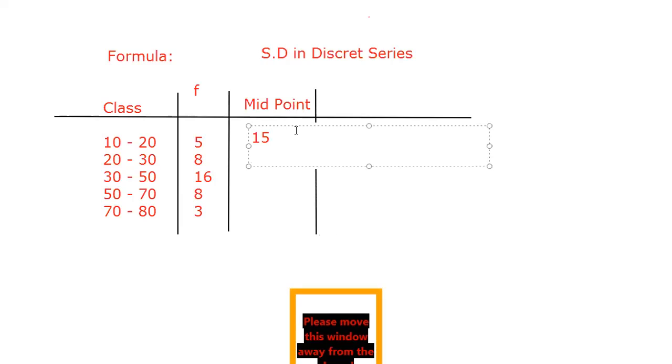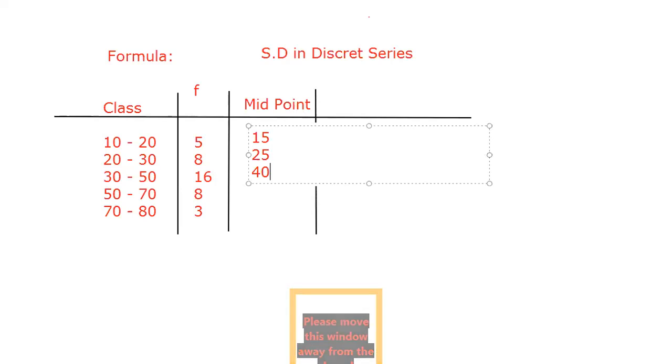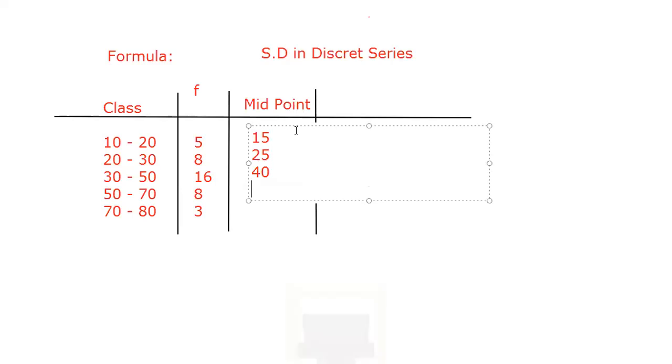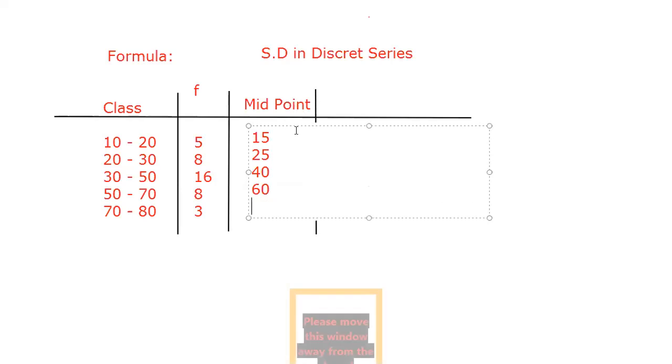Guys, are you all there with me? 20 plus 30 is 50, and 50 divided by 2 is 25. Then 30 plus 50 is 80, and 80 divided by 2 is 40. Then 50 plus 70 is 120, and 120 divided by 2 is 60. Then 70 plus 80 is 150, so 150 divided by 2 is 75. So we found the mid values.